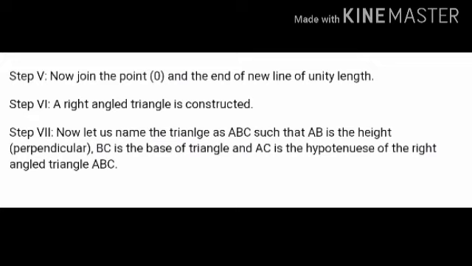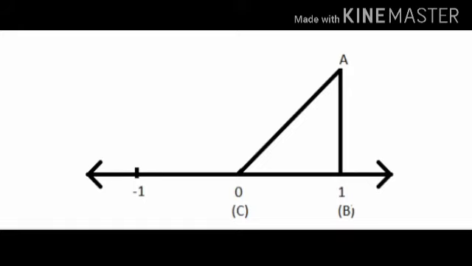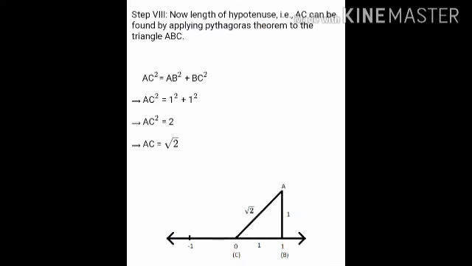Step 6. A right angle triangle is constructed. Step 7. Now let us name the triangle as ABC such that AB is the height, BC is the base of the triangle and AC is the hypotenuse of the right angle triangle ABC. Step 8. Now the length of the hypotenuse, that is AC, is found by applying the Pythagoras theorem to the triangle ABC. AC square is equal to AB square plus BC square. That implies AC square is equal to 1 square plus 1 square. That implies AC square is equal to 2. That implies AC is equal to root 2.